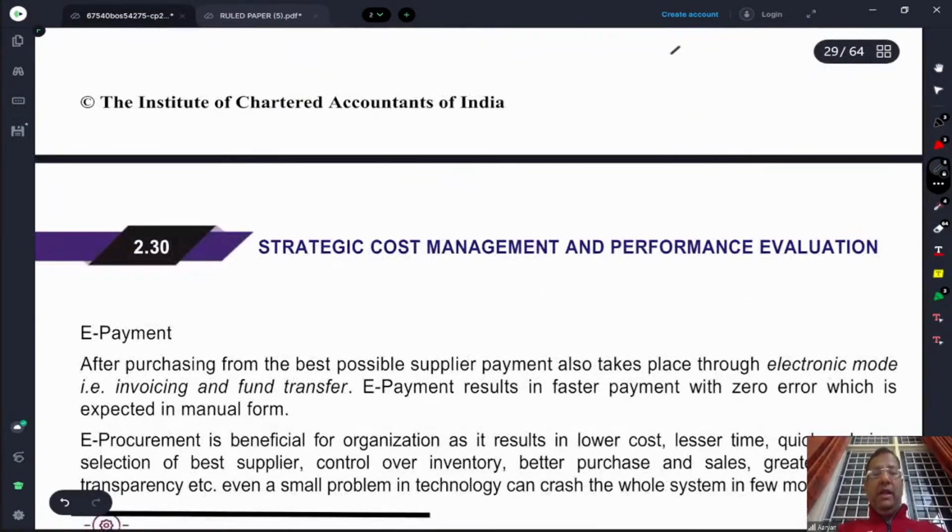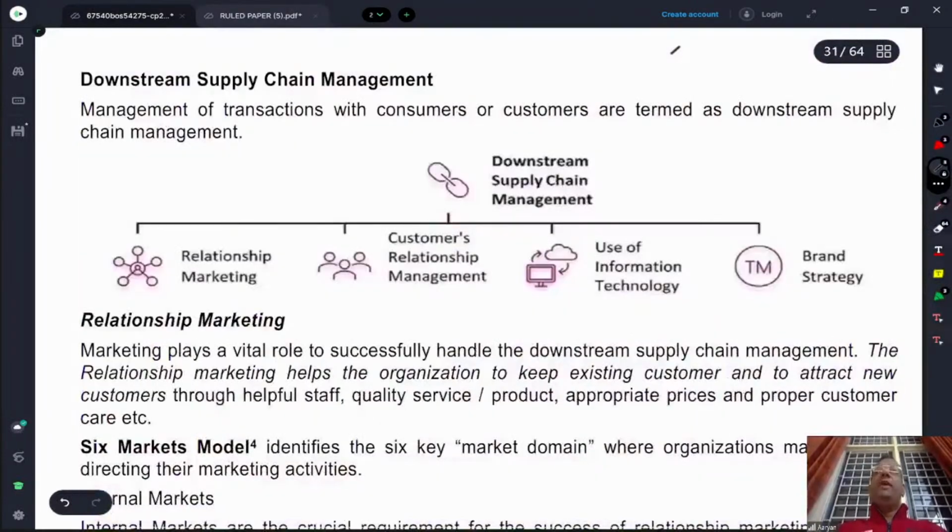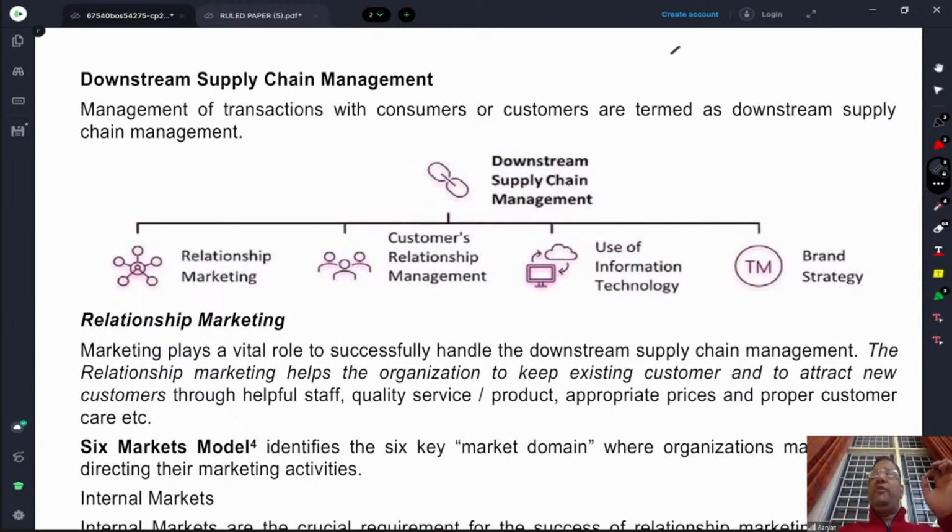What do you mean by downstream supply chain? When the flow of material, please repeat with me, beta, when the flow of material, when the flow of information, when the flow of capital finance is related with customer. Who are the customer? Customer can be distributor. We sold our good to the distributor, so distributor are our customer.